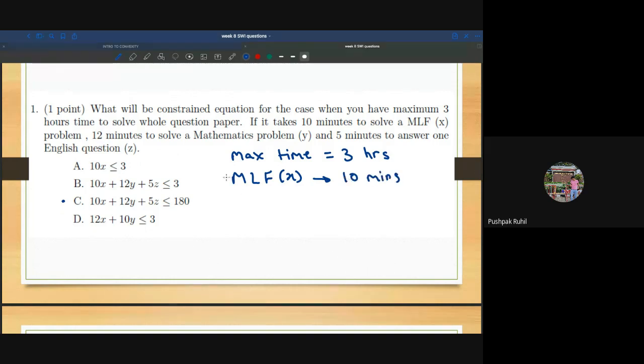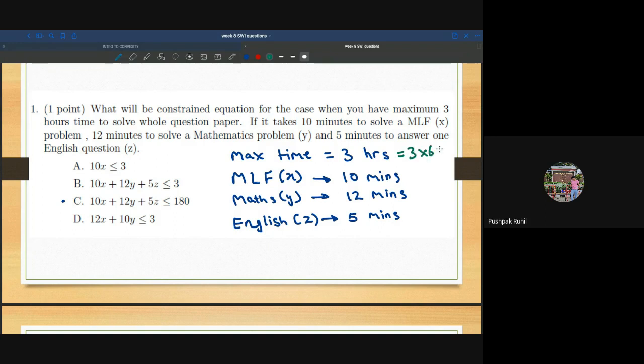For the next question, which is maths, we're denoting it with Y. It takes 12 minutes. And English, which we're denoting with Z, it takes 5 minutes. So the first thing that we have to do is convert everything in the same unit. So because this is 3 hours, we will do it 3 into 60, which is equal to 180 minutes.